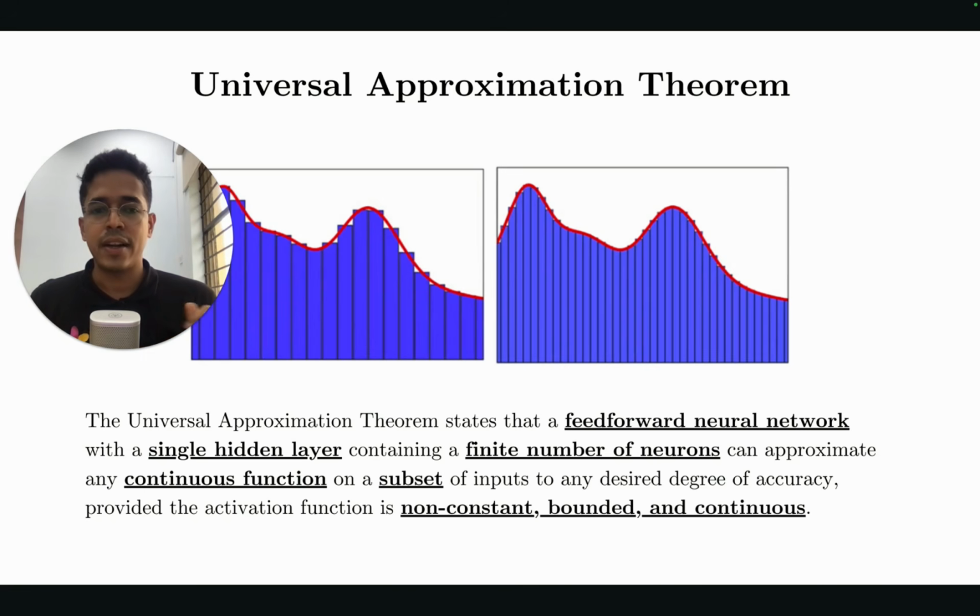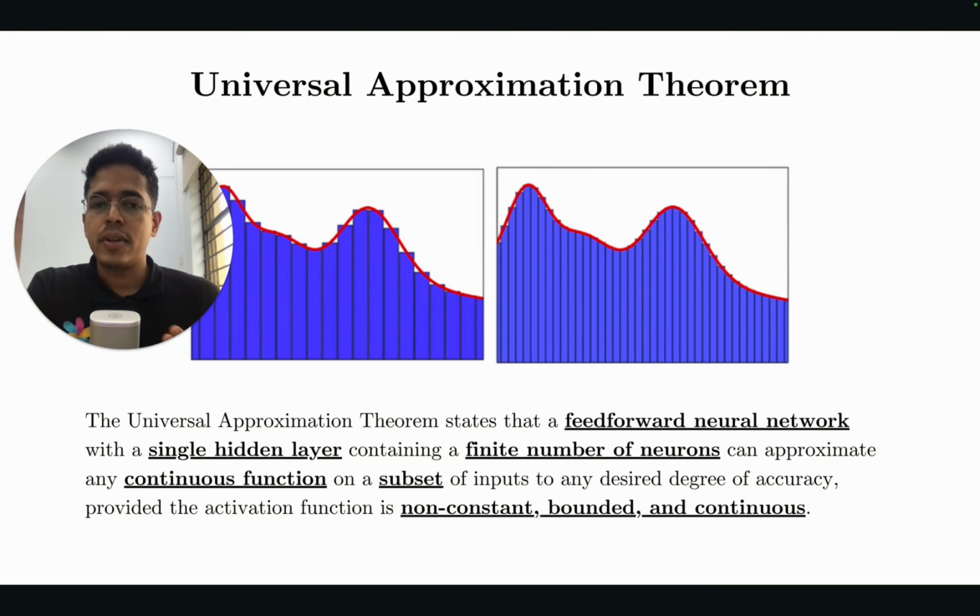There are so many different terms here, and that's the reason why I have made most of the important ones bold and underlined: feed-forward neural network, single hidden layer, finite number of neurons, etc. So don't be overwhelmed if you cannot visualize this theorem really well. Basically, in simple sense, what it is saying is, using discrete set of items, you can approximate a continuous function or anything that is continuous, and the degree of accuracy will depend on how many discrete items you are chopping this whole thing into.